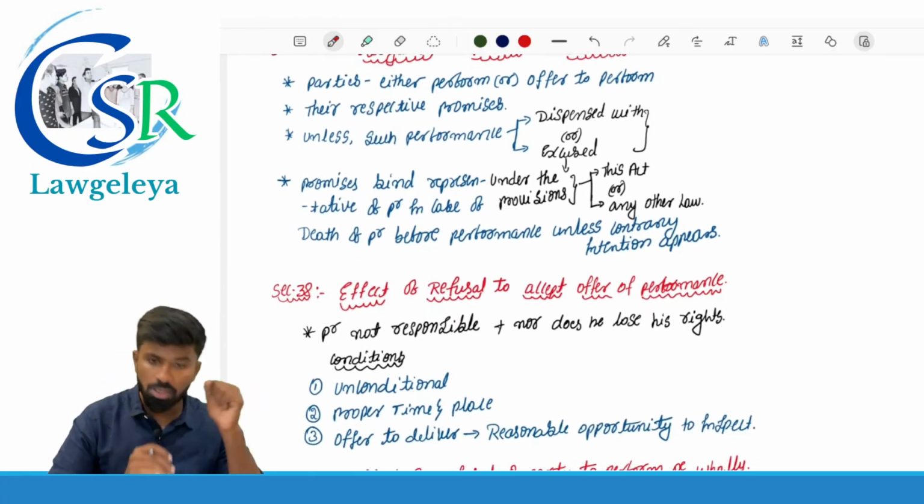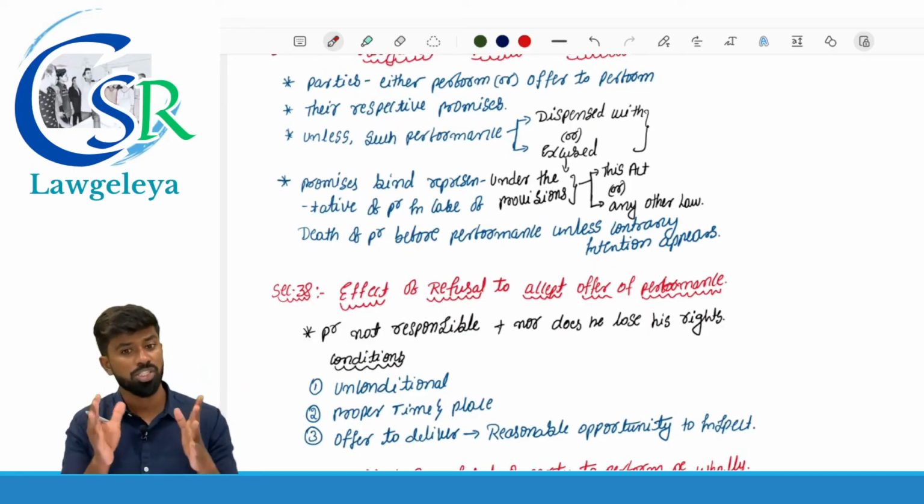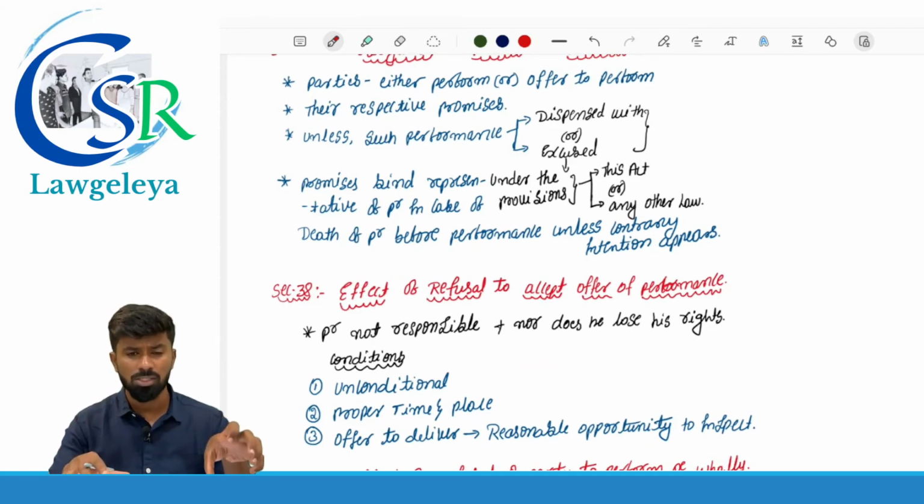Section number? 37. Wherever there is a question of breach of contract, you must write section number 37 because 37 is the obligation section, like charging section in case of income tax.